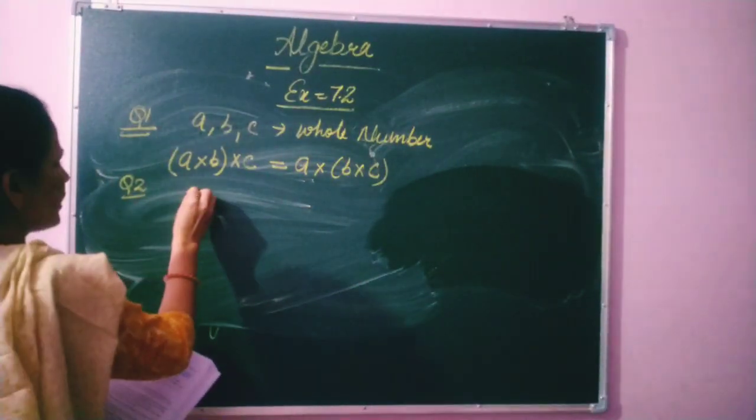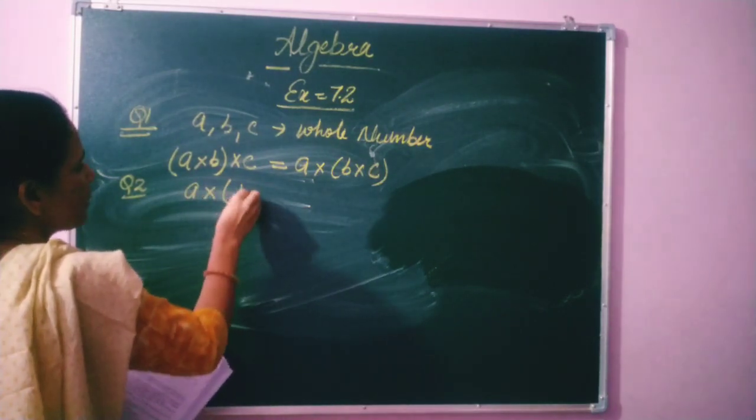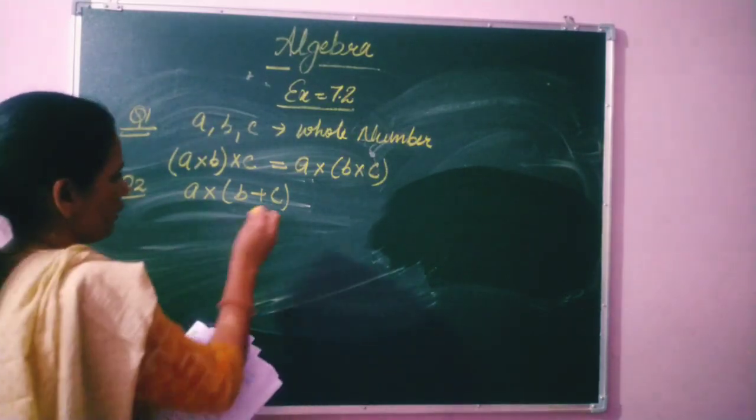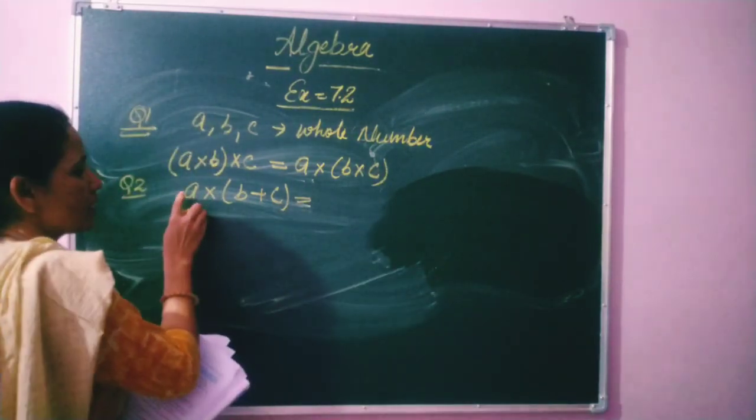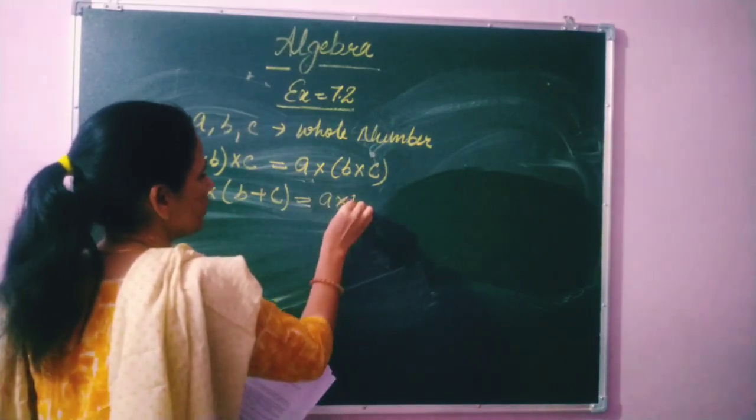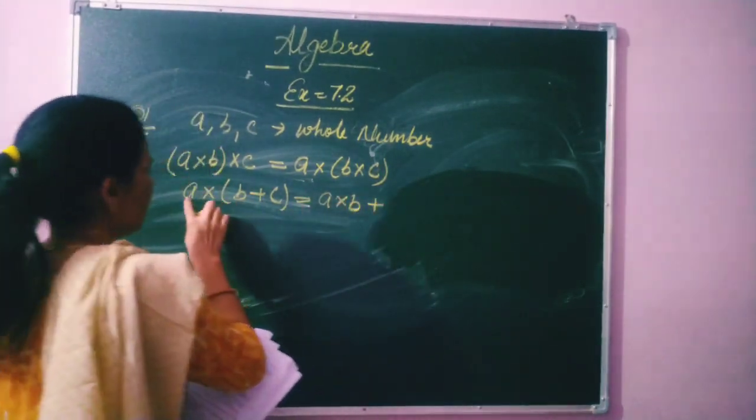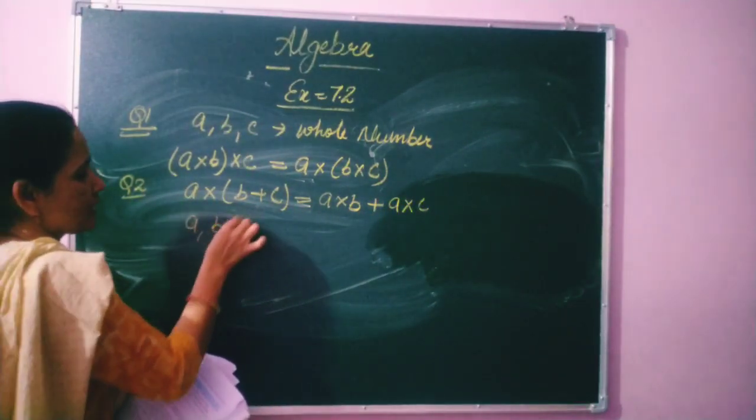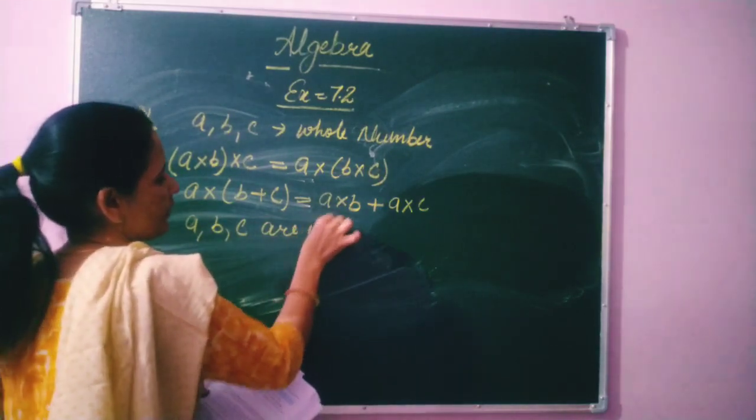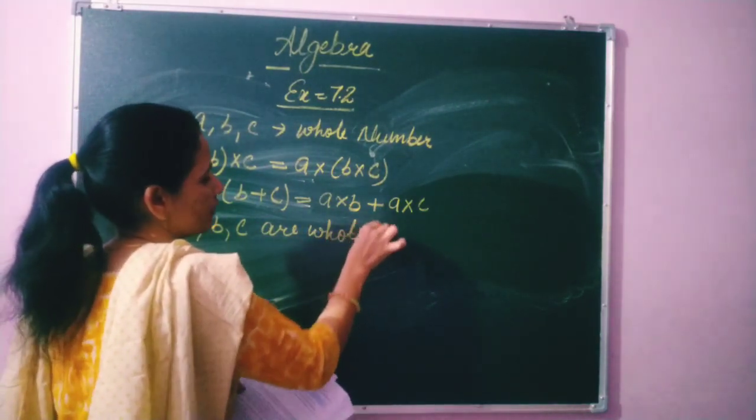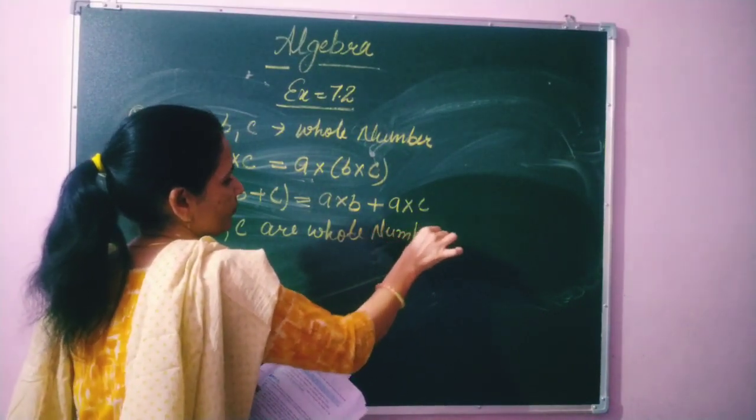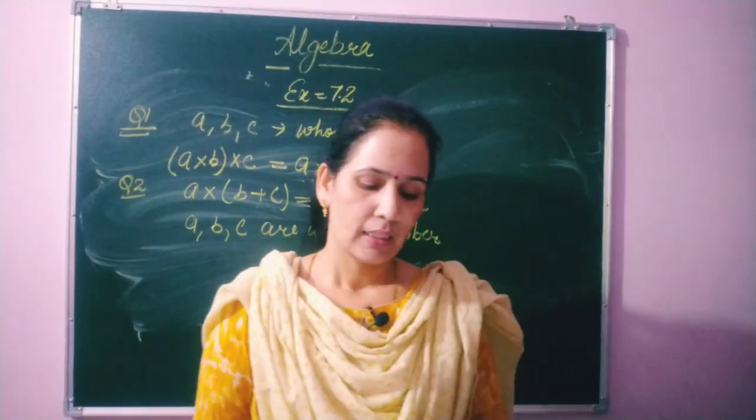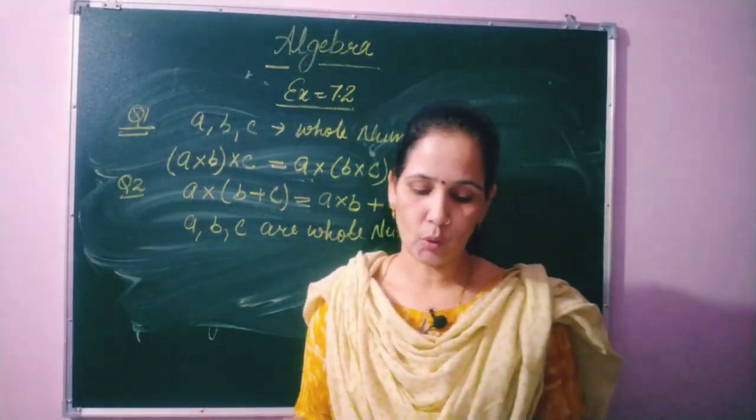So students, here we can write A multiplied by B plus C, which means the sum of two numbers multiplied with the third number. This is our distributive property. So how do we say this is distributive? Because A is multiplied with B first, with a plus sign between them, and then A is multiplied with C. And students, here A, B, C are whole numbers. So this is our distributive property of multiplication over addition.